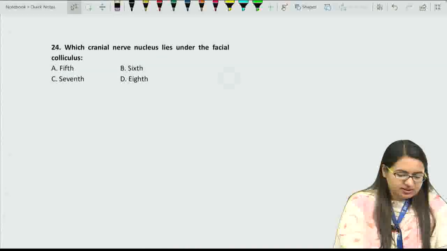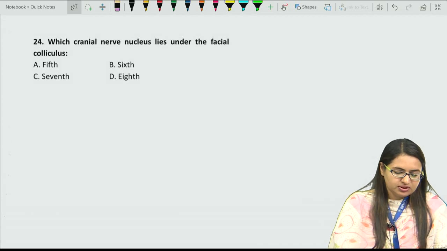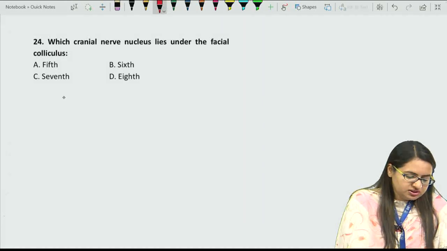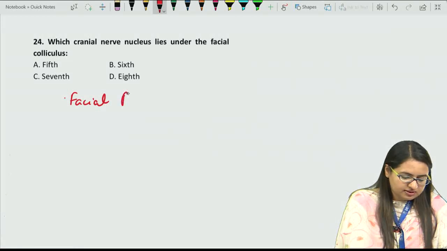Question number 24, it says which cranial nerve nucleus is under the facial colliculus. As we have just discussed, the facial colliculus is present in the floor of the fourth ventricle, that is the rhomboid fossa.